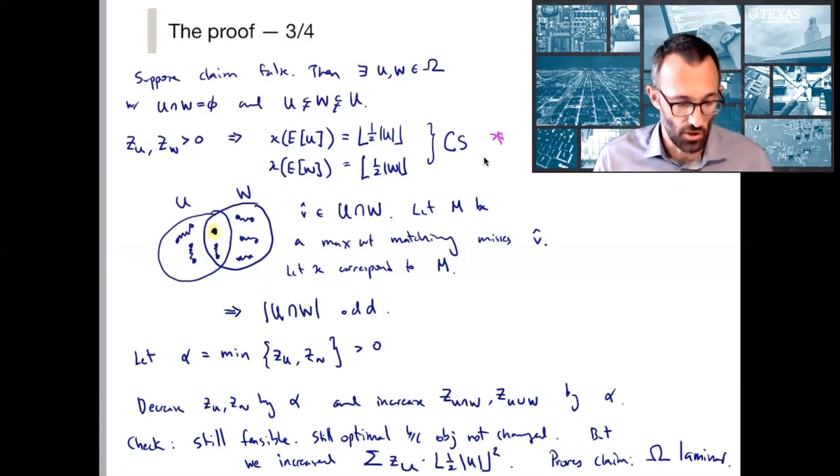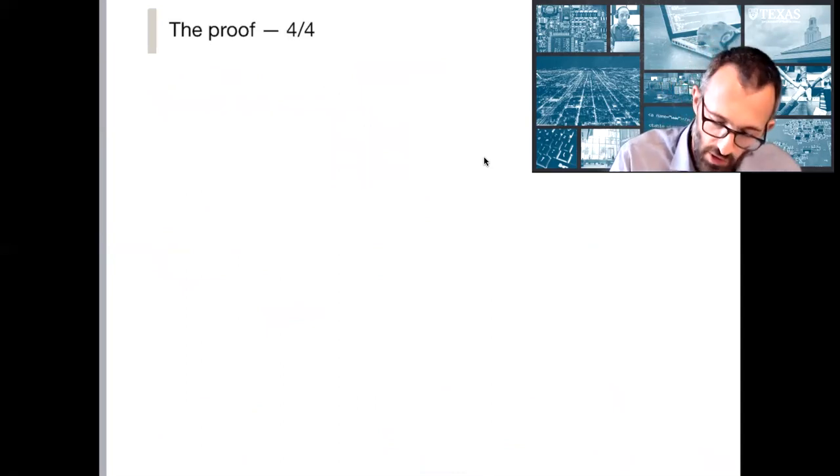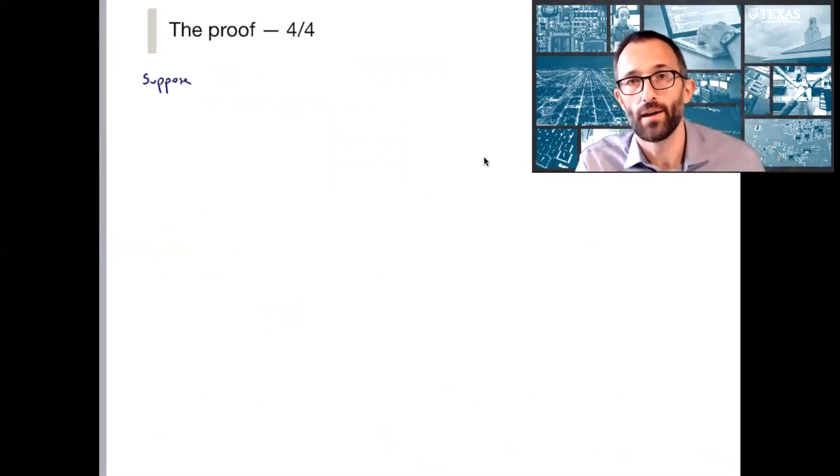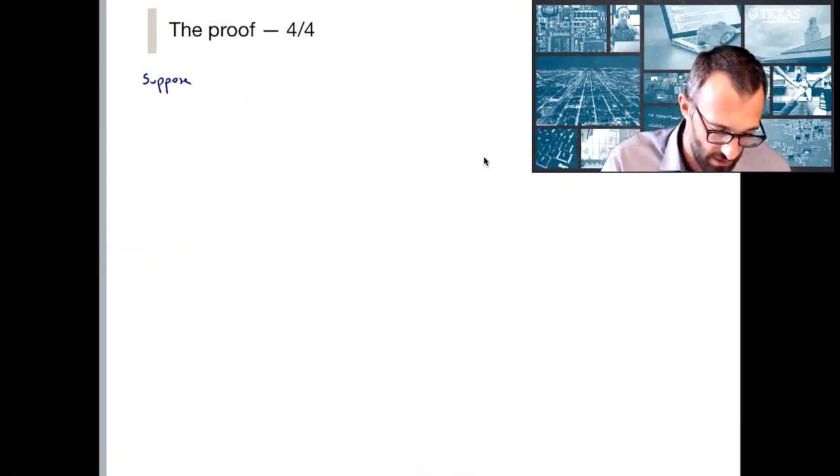So now let's use this to wrap up the proof of Cunningham-Marsh. Okay, so well, what does Cunningham-Marsh say? It says that z and y are integral, and the support of z is laminar. We already know y is integral because it's all zeros. We already know that the support of z is laminar. We just have to show it's integral. So let's suppose it's not. Suppose z is not integral.